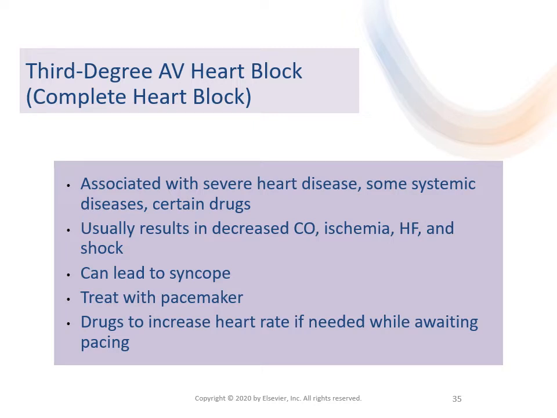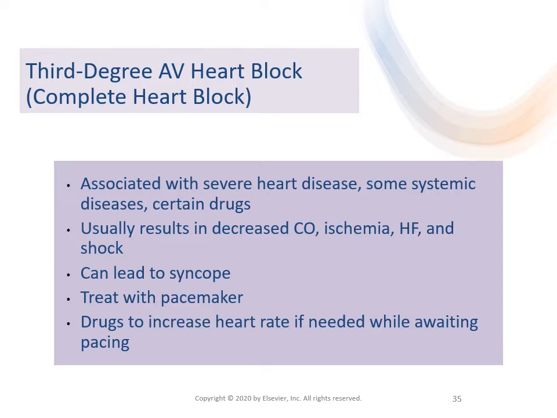So what does all this mean? We've talked about 3 different blocks up to this point: the first-degree block, the Mobitz type 1, and the Mobitz type 2. Each one of these can be symptomatic or asymptomatic, and each one of these, if they need treatment, can be treated with a pacemaker. Most of the time, patients are symptomatic with these blocks because they are bradycardic, and that bradycardia leads to low cardiac output.